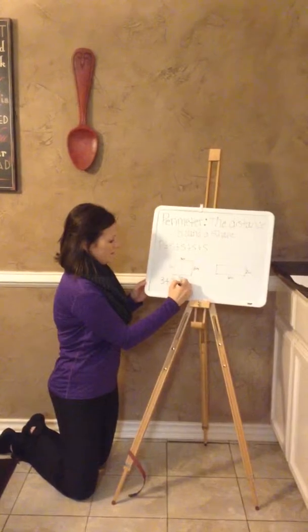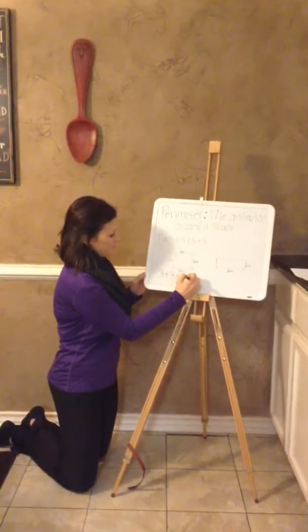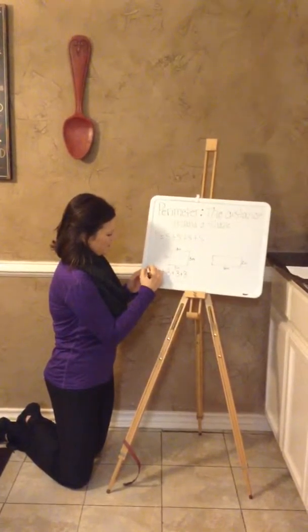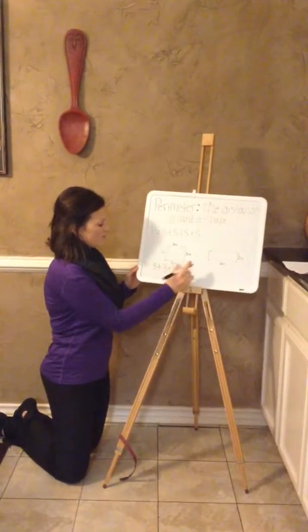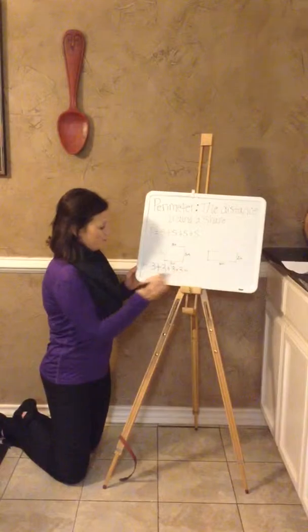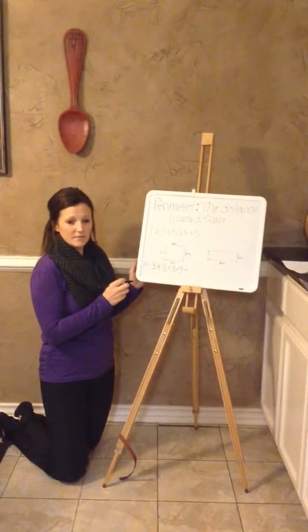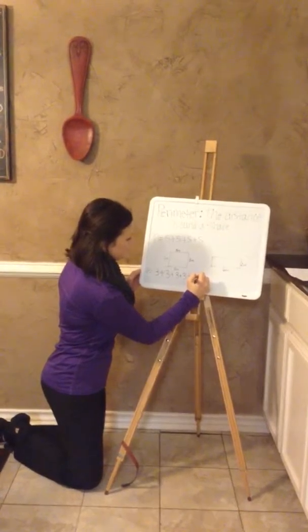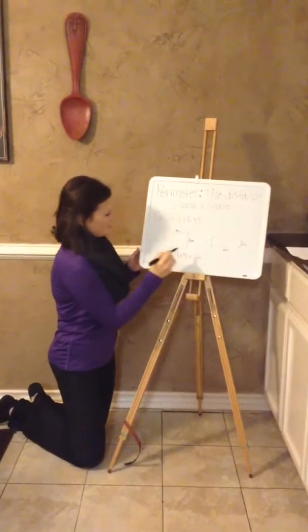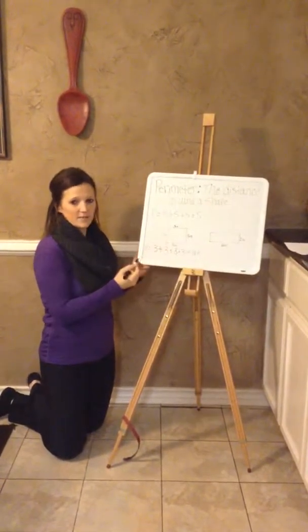So we can go ahead and finish writing this formula. Perimeter equals 3 plus 3 plus 3 plus 3. So the perimeter equals what? 12 inches. Good job. See how we did that? We just added all 4 sides.